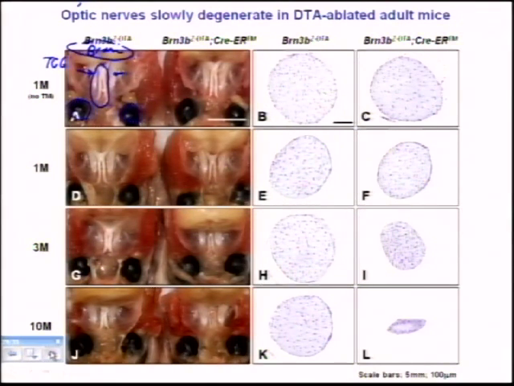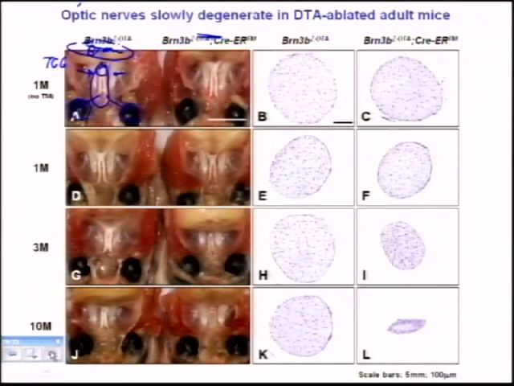So here you see the two optic nerves are coming from the eyes. They're going to the optic chiasm. That's where they cross. And then they go back into the superior colliculus, which is the first center that the optic nerve makes contact with the brain. And I don't show that in this scheme. So this is a control where we don't inject tamoxifen. This is the mouse that doesn't have the Cre, and this is the mouse that does have the Cre on this side.